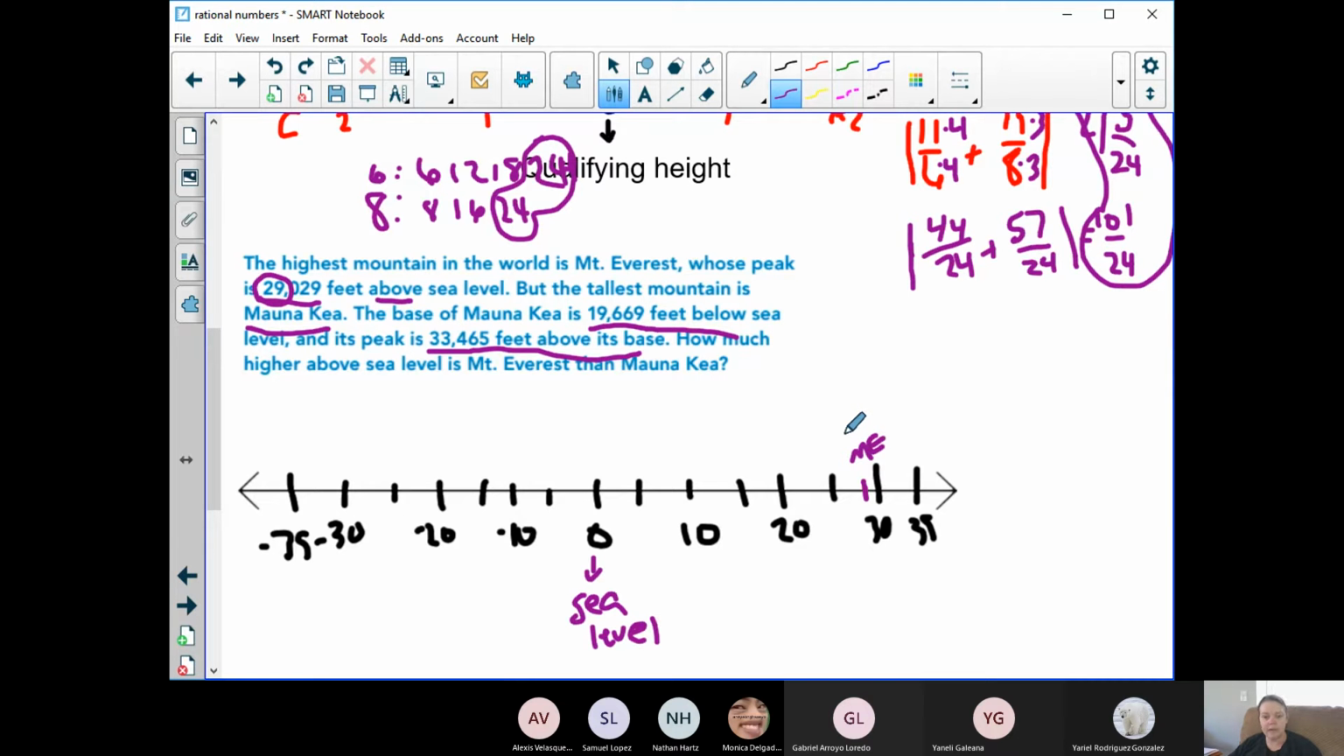So we know that is Mount Everest, and that it is 29,029 feet. Mauna Kea's base is 19,669 feet below sea level. So is that going to be a positive number or a negative number?